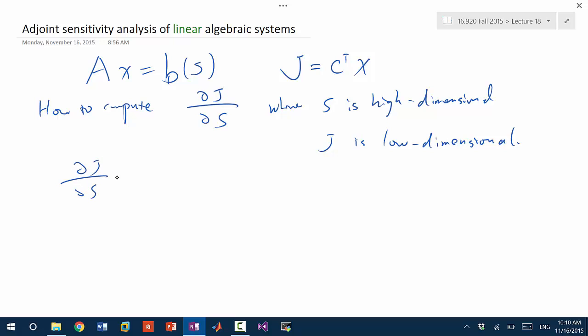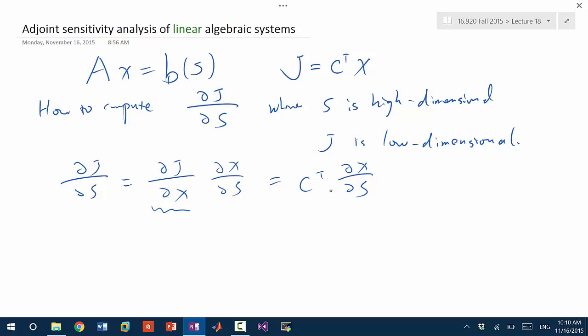dj ds is equal to dj dx times dx ds. And so dj dx will be C transpose, that matrix. So this dj dx would be C transpose, so that is C transpose times dx ds. All right, solve for dx ds. So the point is, solve for dx ds.